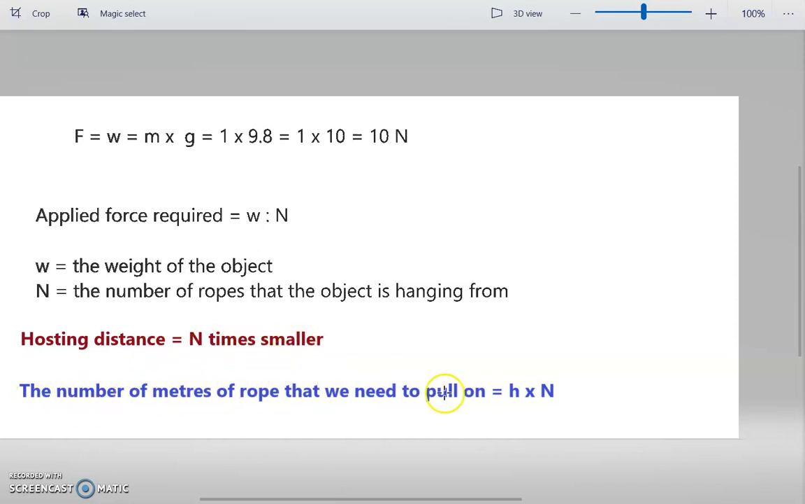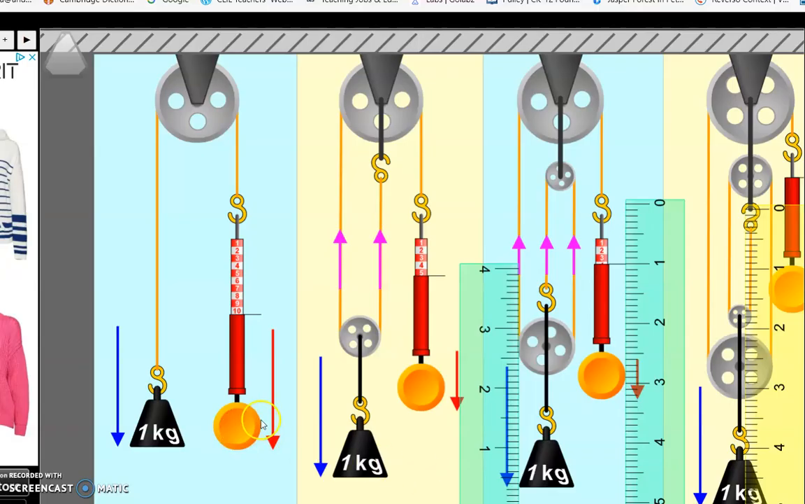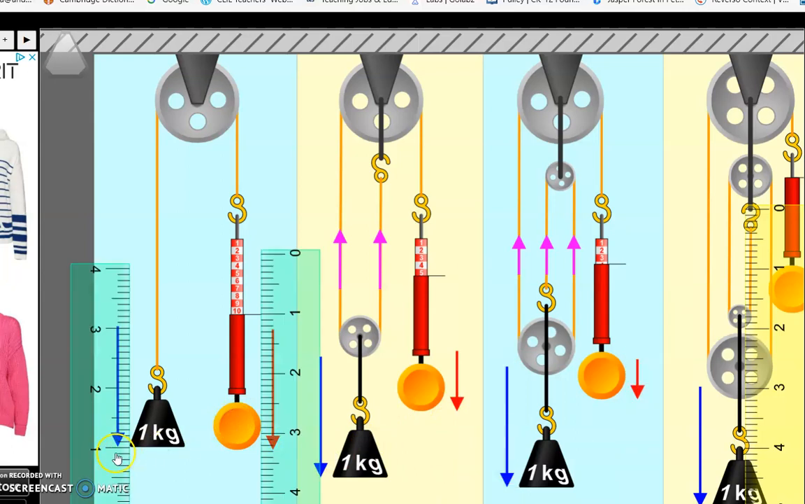And let's have a look at this one. In this case, I am going to keep the hoisting distance constant. So I assume that in all the setups, I want to lift the object 1 meter away from the ground. So here is 1 meter, and this is the length of the rope that I need to pull down. This is 1 meter.